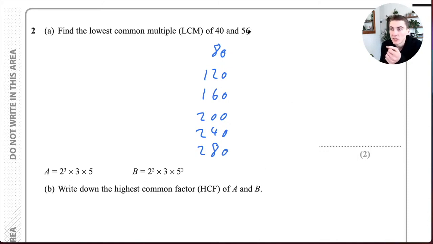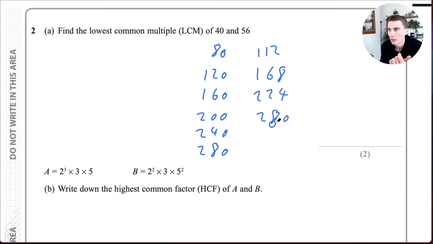And then for 56, we do the same. So 56 add 56 is 112. Add 56 again is 168. And remember, you can do this on your calculator. Again is 224. Again is 280.